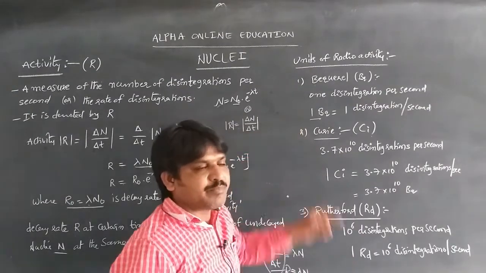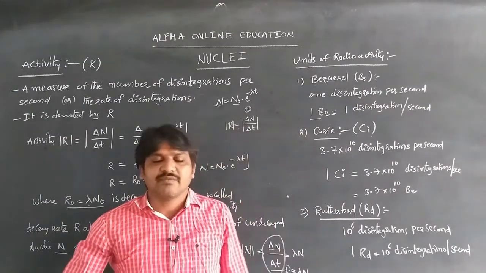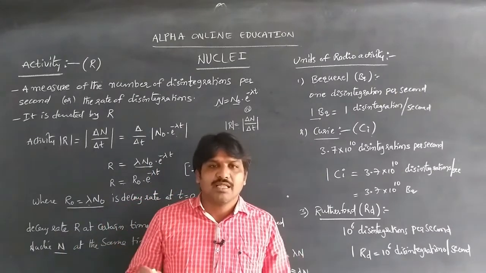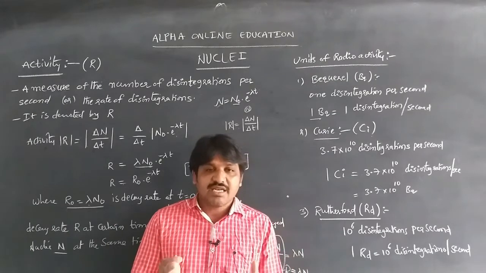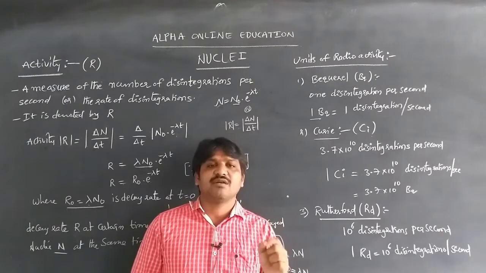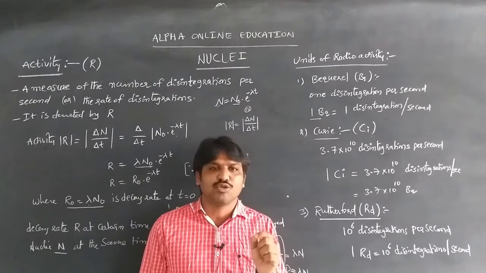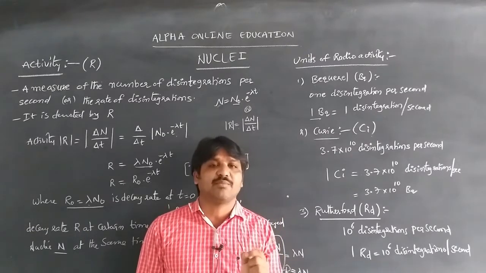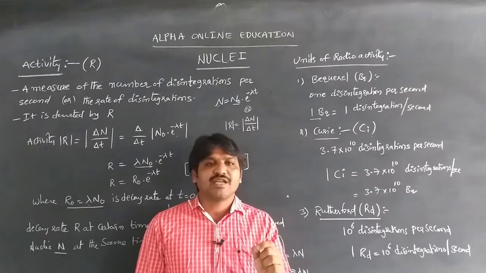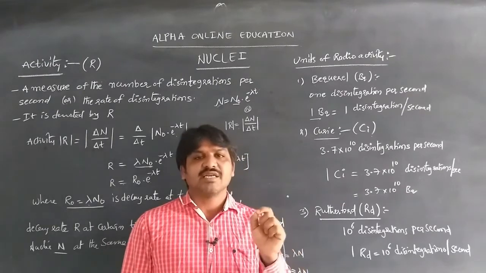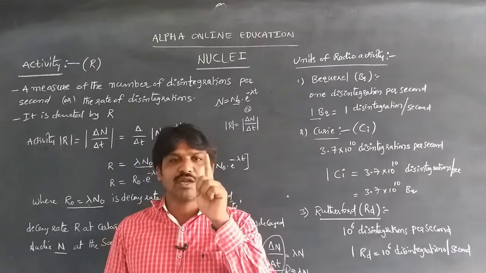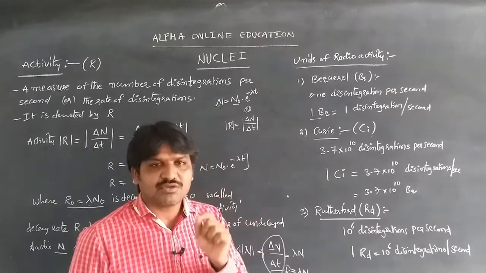Curie means whenever the number of nuclei present at the initial time is more, then initially the disintegration process also happens more. So whenever 3.7 × 10^10 disintegrations happen per second, then that is called 1 Curie.